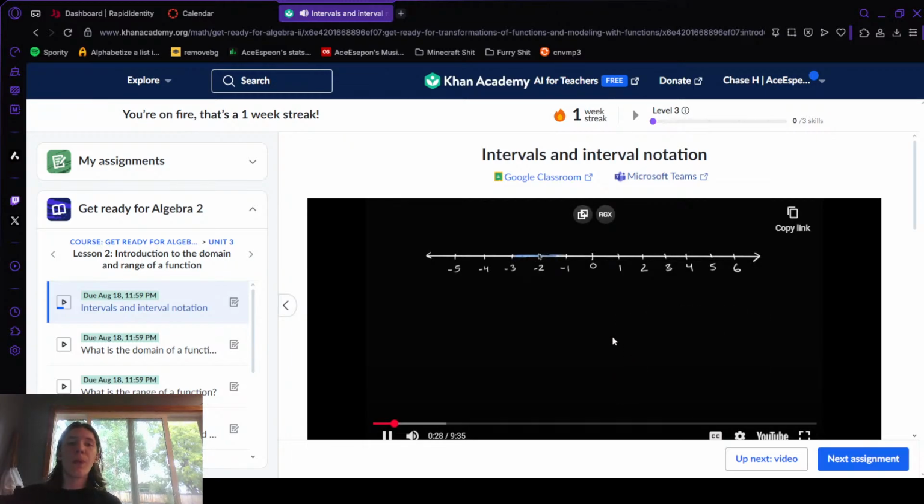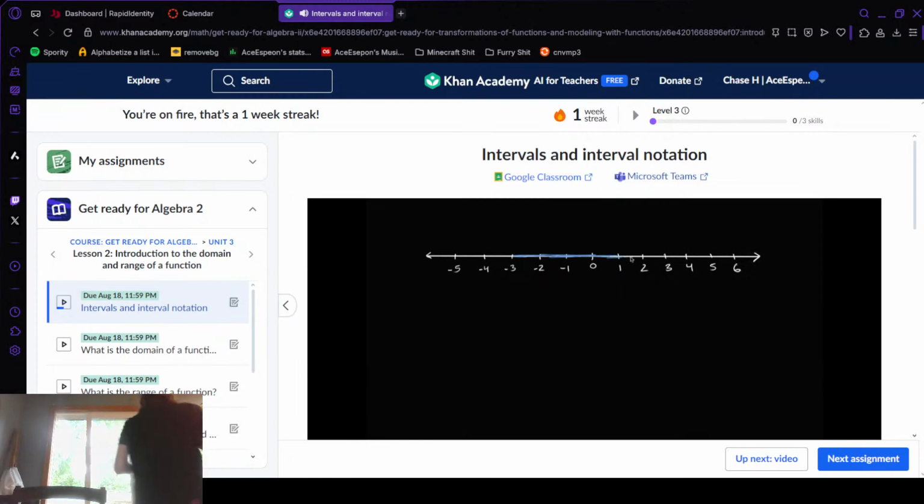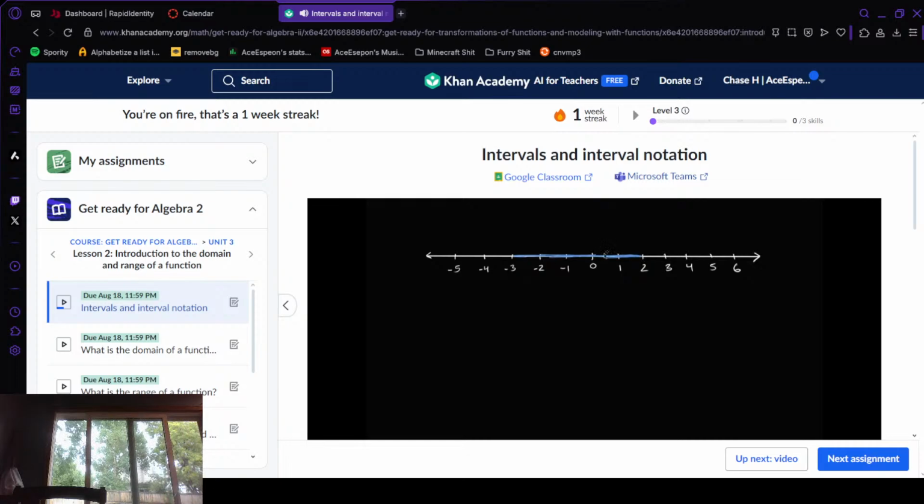So I care about all of the numbers from -3 to 2. In order to be more precise, I have to be clear. Am I including -3 and 2, or am I not including -3 and 2? Or maybe I'm just including one of them. If I'm including -3 and 2, then I would fill them in. So I'm filling -3 and 2 in, which means that -3 and 2 are part of this interval. And when you include the endpoints, this is called a closed interval.